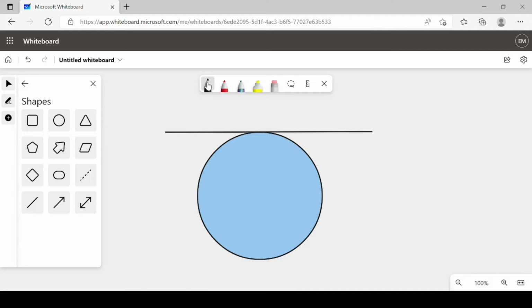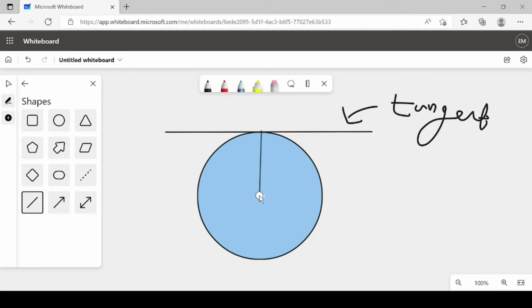Number 3. I have a tangent line, which is a line that touches the circle just on the edge. This is a tangent line. If this touches the edge of a circle, then we know that if we draw a line here from the tangent to the radius, to the centre of the circle, this angle here would be equal to 90 degrees.